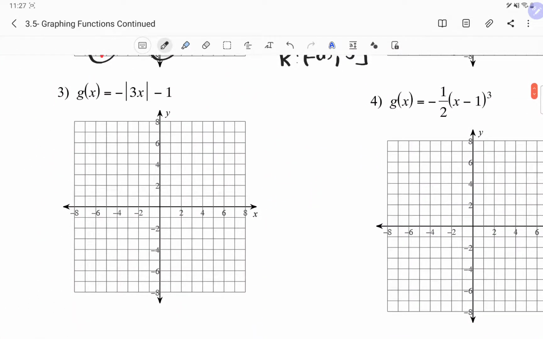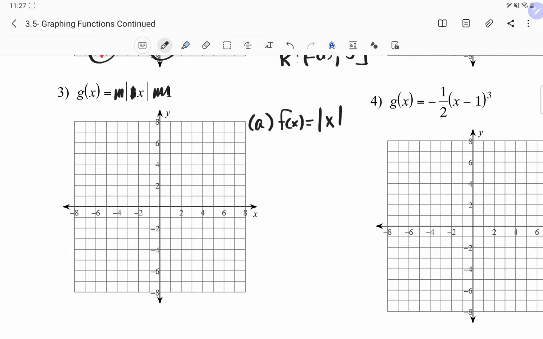All right, so next we have negative absolute value of 3x minus 1. There's a lot of stuff going on here. So the first thing we want to do is identify what the parent function is. If we take all of these transformations away, f of x is just the absolute value of x.